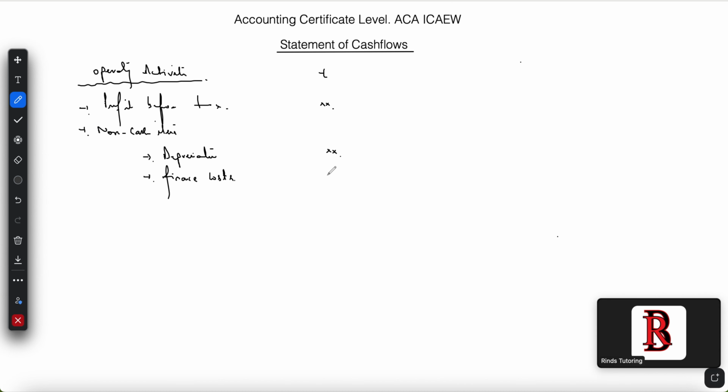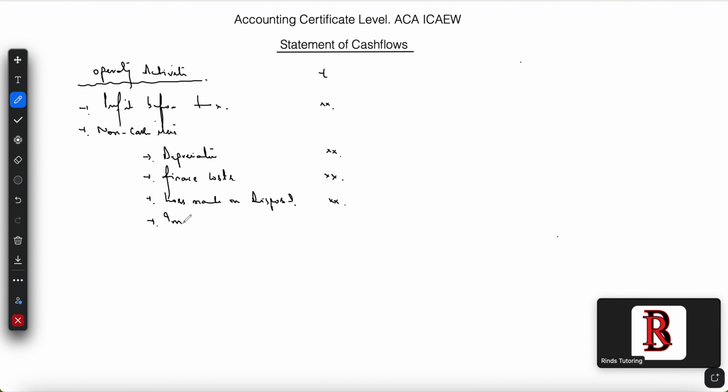Finance costs needs to be added because they were deducted in P&L. Again, they're non-cash in nature. Loss made on disposal. It's a very common practice. A lot of businesses, they sell their non-current assets. So if you made a loss, add it here because you deducted in your P&L. Again, this being non-cash in nature. And of course, if it was a profit, you would have deducted it here because you added in your P&L.